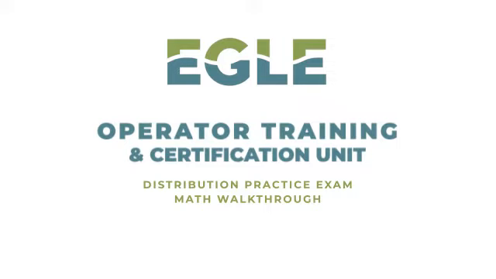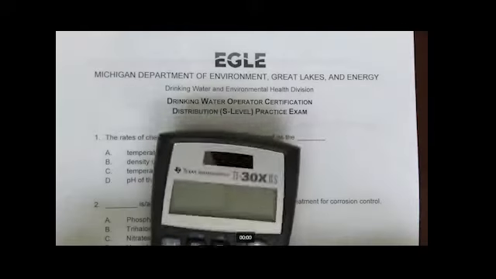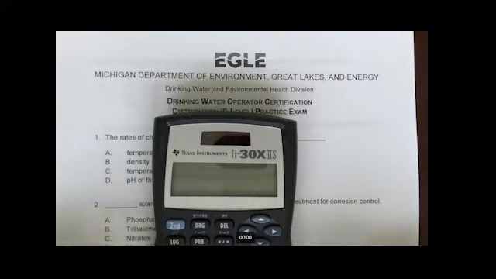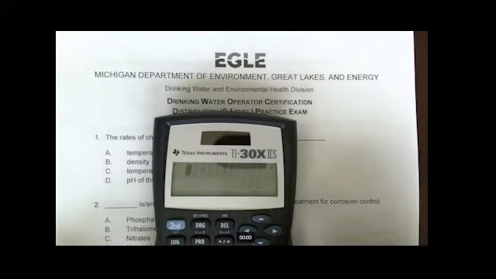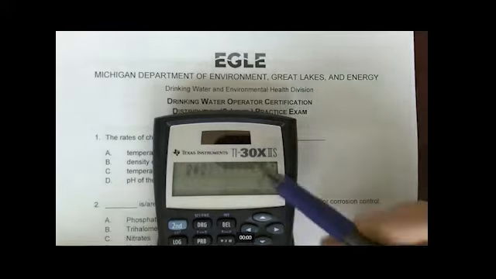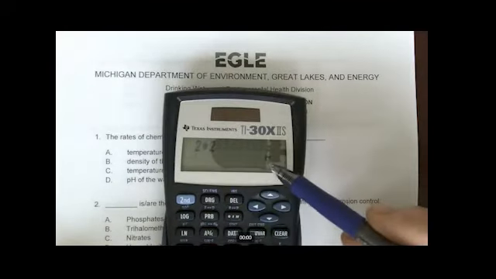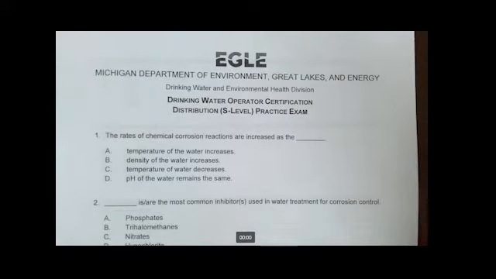Today I'm going to be going over and demonstrating the math problems on the distribution practice exam. Just as a quick note, the calculator that I recommend is a TI-30X IIS, and we do allow these on the certification exams. The reason I recommend this is that it's a two-line calculator. You can see what you typed in along with your answer here. Okay, without further ado, let's go ahead and get this started.